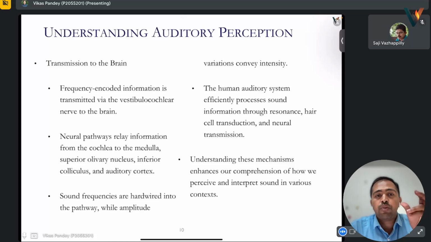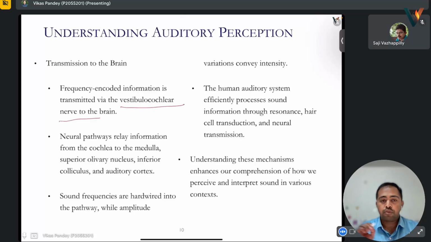This frequency-coded information, with different hair cells responding to different frequencies, simply means that a specific frequency will only stimulate specific hair cells. This is transmitted through the vestibulocochlear nerve to the brain. This pathway relays information from the cochlea to the medulla, superior olivary nucleus, inferior colliculus, and then the auditory cortex.